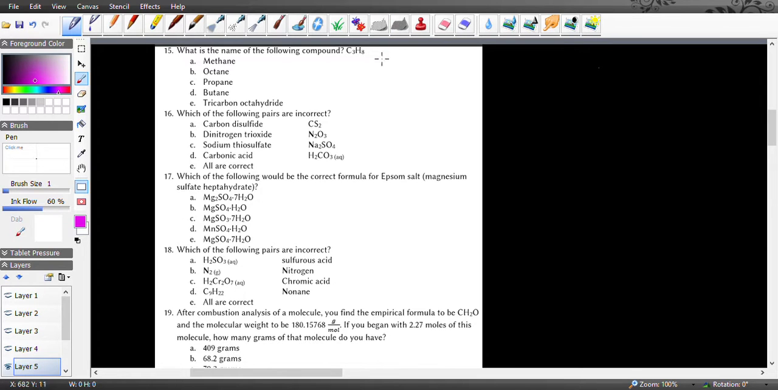Name of this compound, C3H8. So these are your hydrocarbons. You start with methane, ethane, propane, butane.